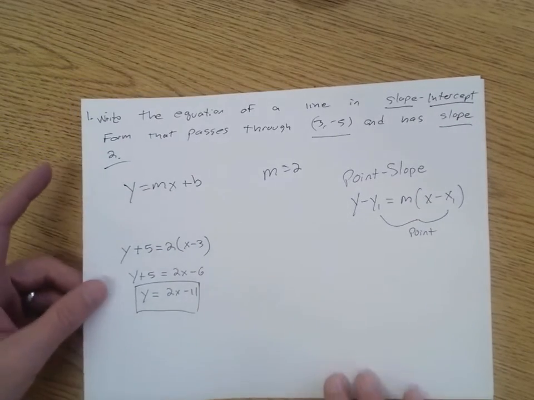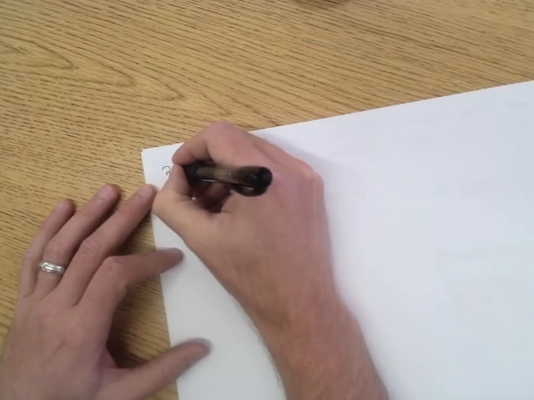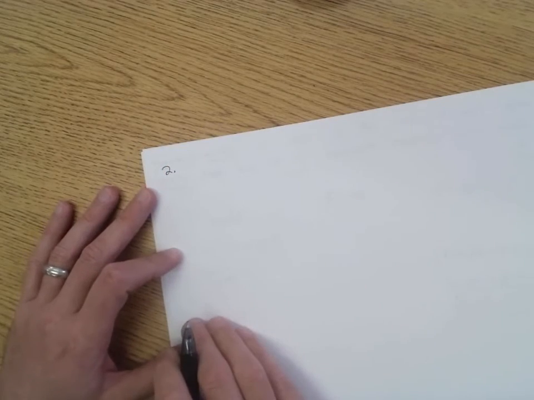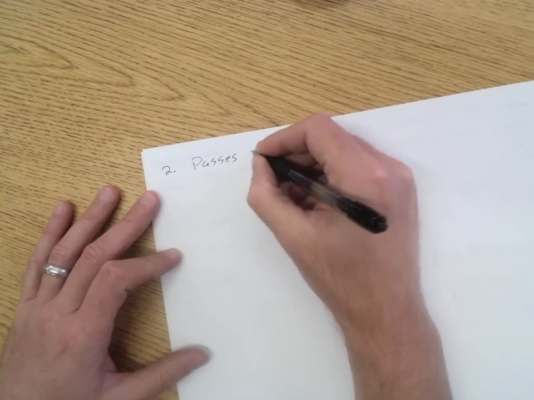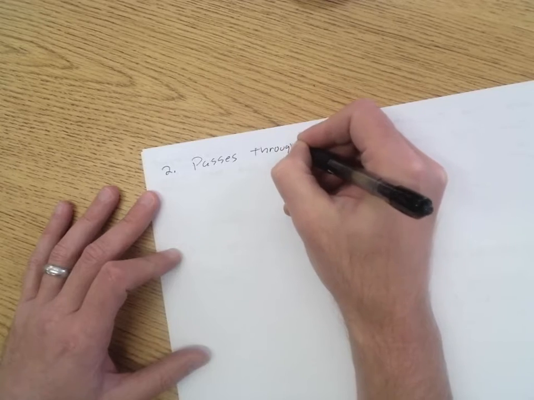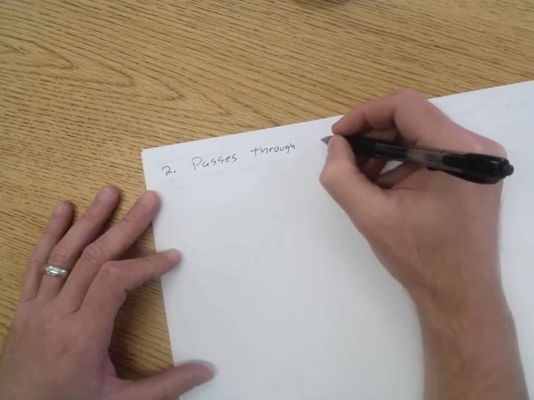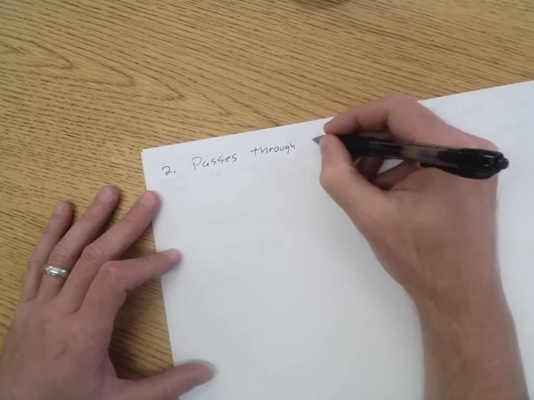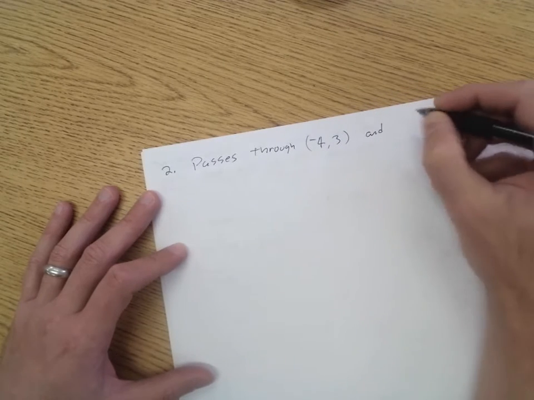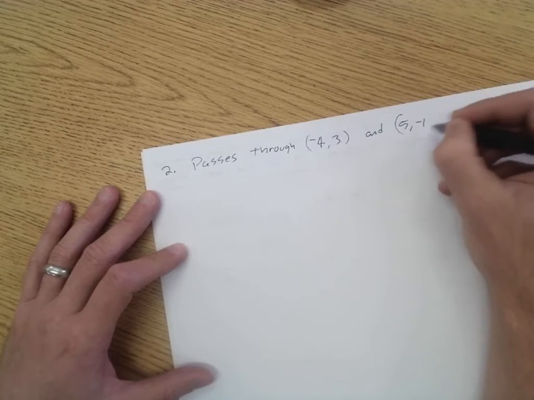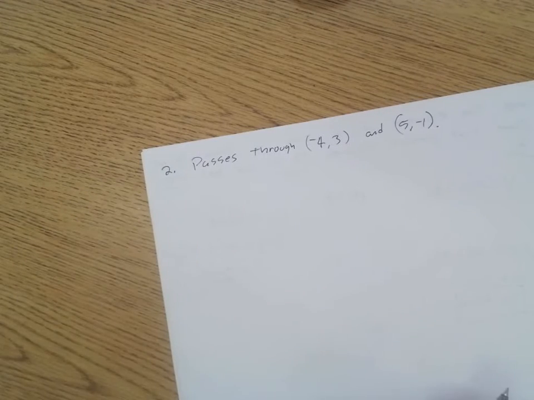Now if we go through another problem, in this case we're going to write the equation of a line that passes through points negative 4, 3 and 5, negative 1. And we're still working on slope-intercept form, so we're still going to try to get it in slope-intercept form.